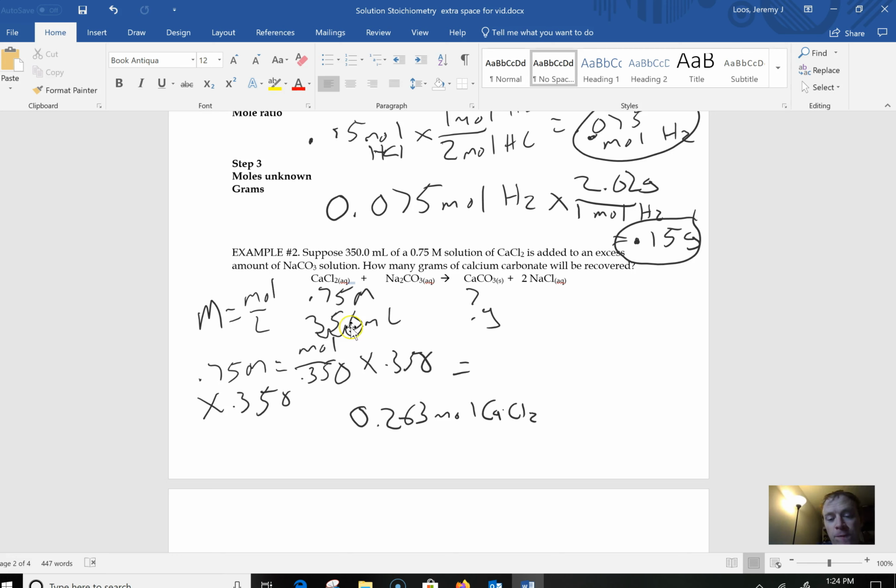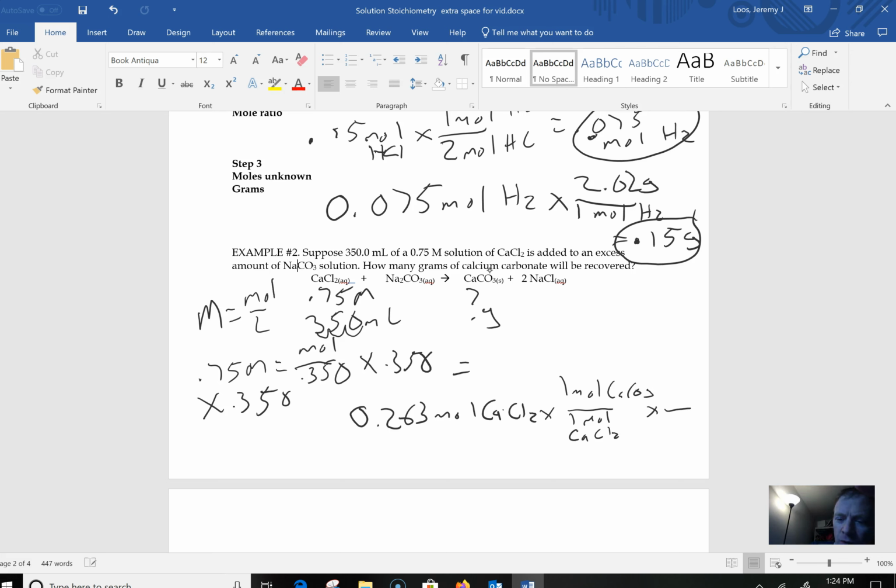So from here, I already have moles of calcium chloride, so I'm just going to proceed with the stoichiometry. I already have moles, so I can go right to the mole ratio step. And in my experience, this is the part that people forget a lot, is they forget about the mole ratio in these type of problems.